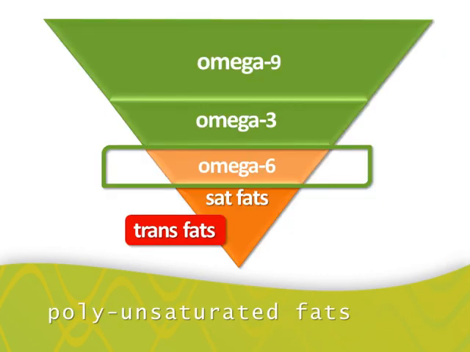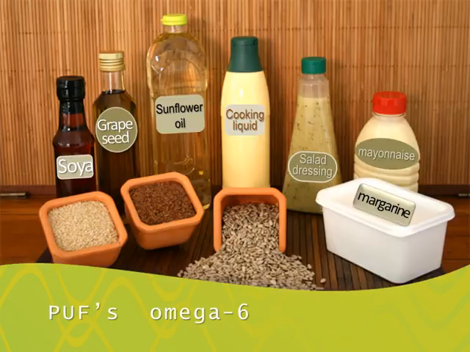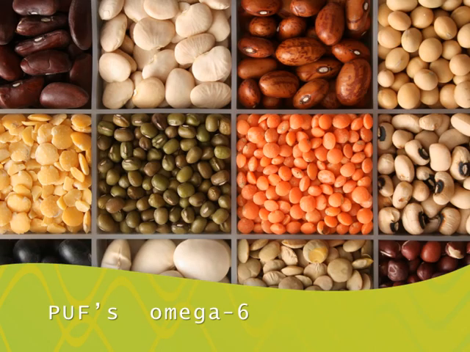The remainder of your polyunsaturated fats should come from omega-6 oils. Sunflower seeds, linseeds, and sesame seeds, soybean oil, grapeseed oil, sunflower oil, as well as the products made of these seeds and oils, like cooking liquid, salad dressings made of sunflower oil, low-fat mayonnaise, soft tub margarines, as well as legumes, are good sources of omega-6 oils.